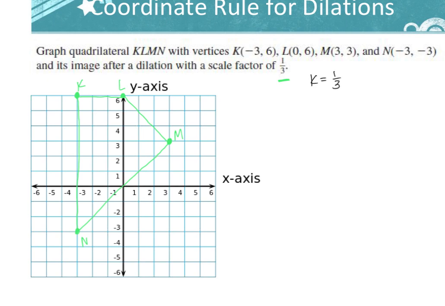So we're going to take all of these and we're going to divide by 3 or multiply by 1/3. Let's see what it looks like. So I'm going to use red. K prime, capital K prime, okay, is going to be -3 times 1/3, comma, 6 times 1/3. You're multiplying by your scale factor. So K prime is going to be -1, 2.